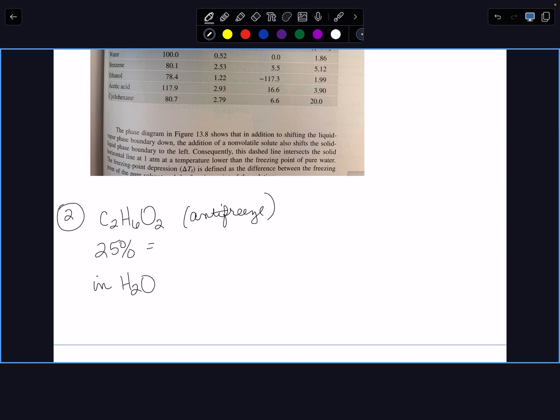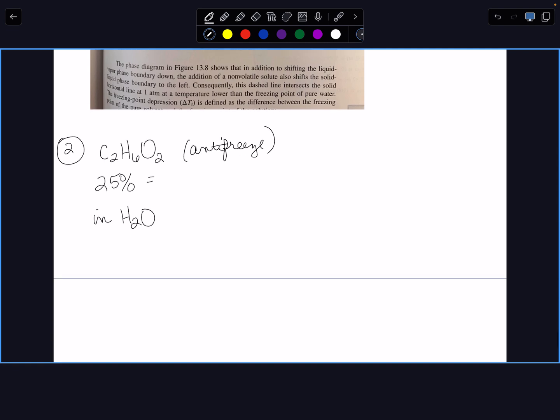What does 25% mean? It means 25 grams of ethylene glycol over 100 grams of solution, because percent is part divided by the whole.